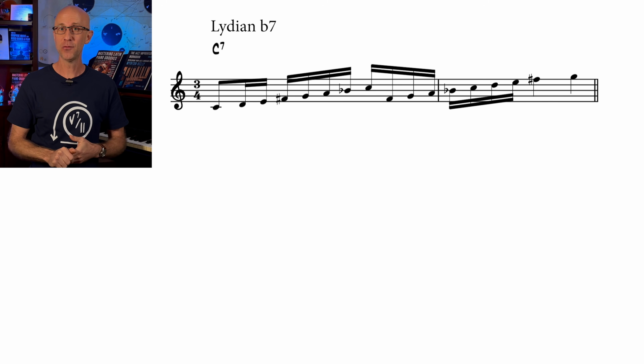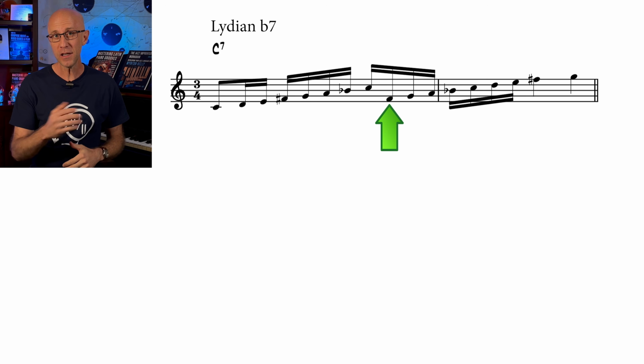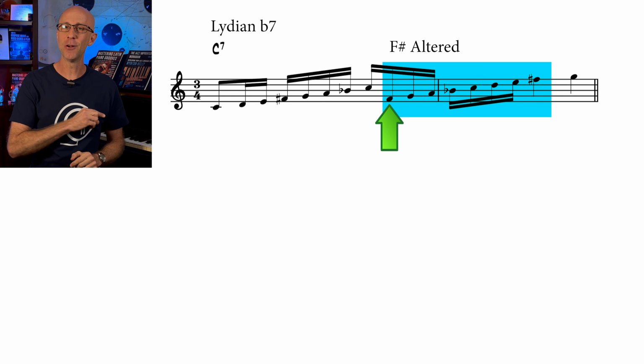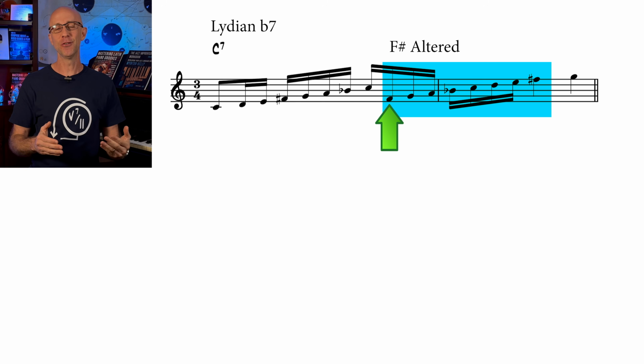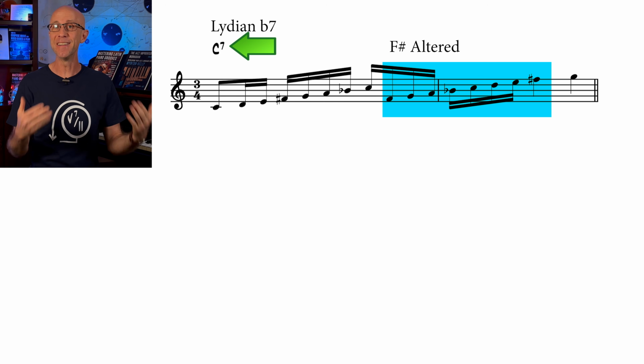In the next exercise, we're going to practice this relationship by playing the Lydian flat 7 scale and then start it on the sharp 4, making it an altered scale. So if we're playing C Lydian flat 7, then on this section we're actually playing the related altered mode, F sharp altered. So you're practicing the altered scale from the perspective of its related Lydian flat 7 scale.